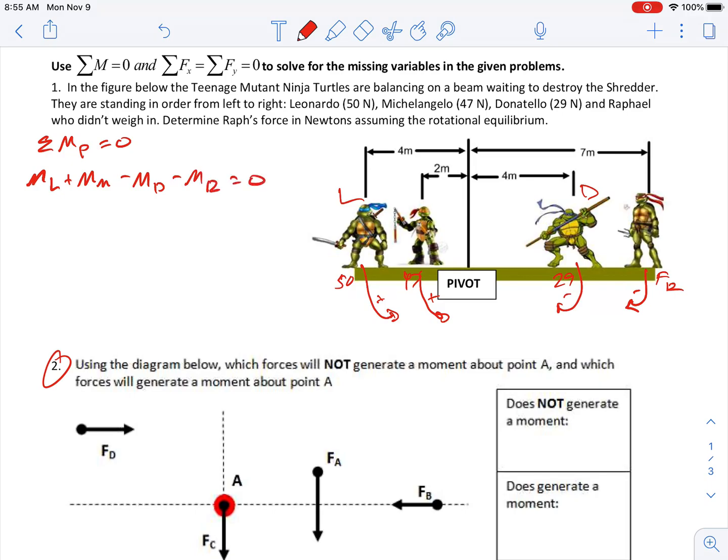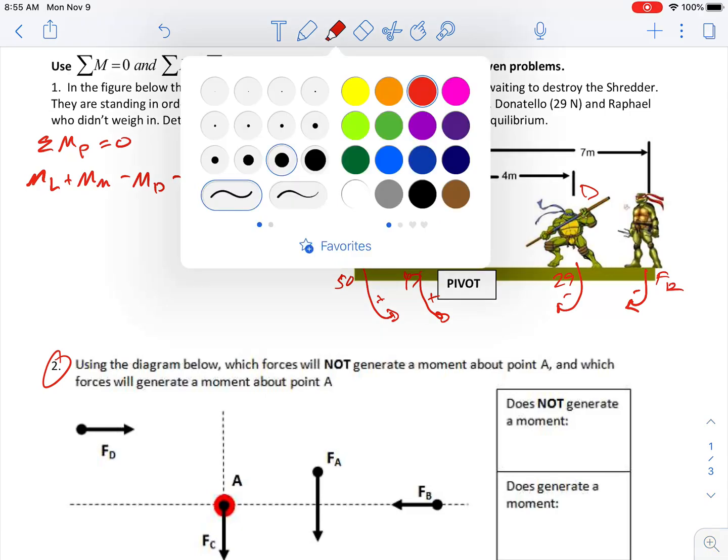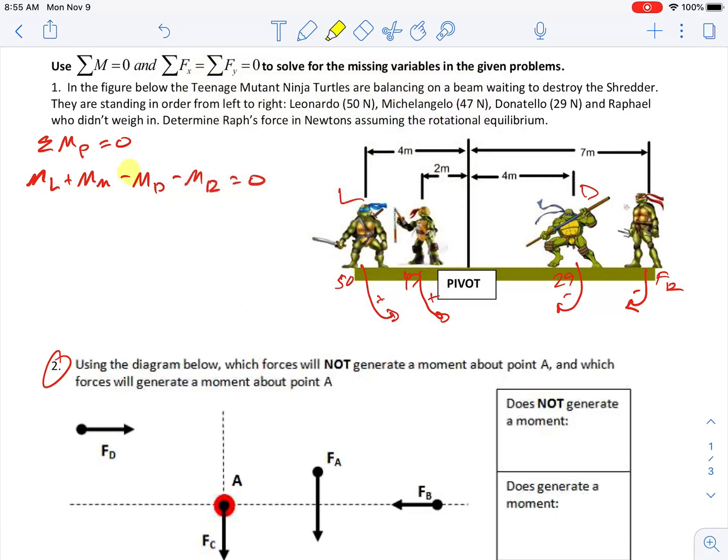And again, we're calling these two negative here because these two are negative because they cause a clockwise rotation. Okay, and so then now we plug in our numbers. So for each of these moments, remember a moment is equal to a force times the distance perpendicular. And so the force for Leonardo is 50, and his distance is 4 meters from the pivot.